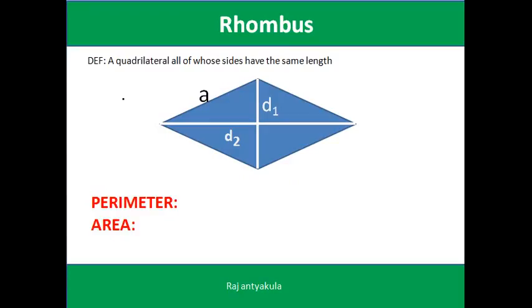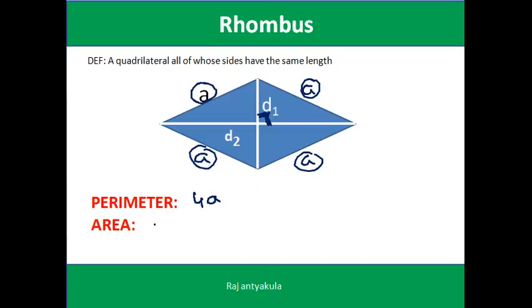Now rhombus. A quadrilateral all of whose sides have the same length. See, in a rhombus, all sides are equal. If this is A, this is also A, this is also A, this is also A. Then what is the perimeter you will get? 4A. A plus A plus A plus A. Now area. In a rhombus, diagonals bisect each other perpendicularly.